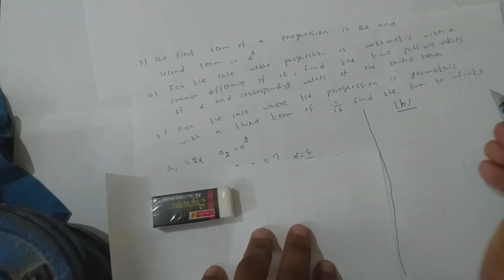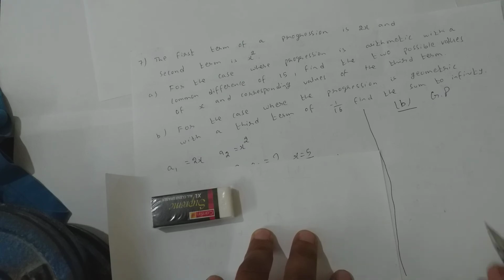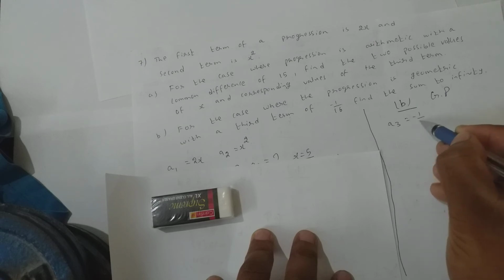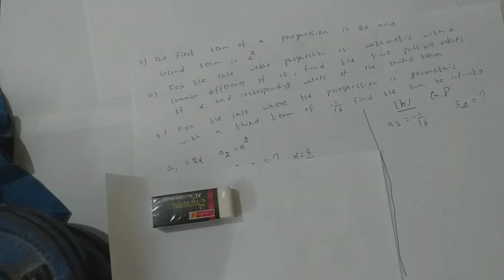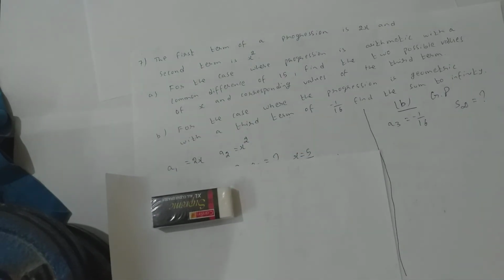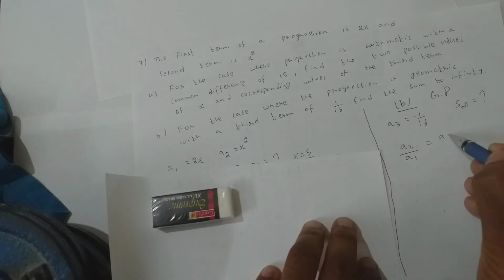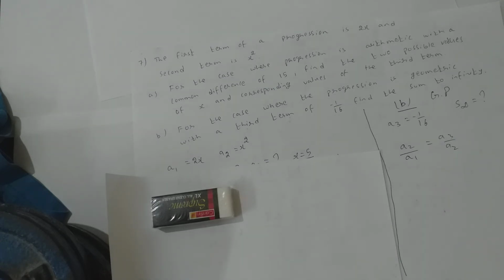Now for the case where the progression is geometric, this time it is a GP with a third term of minus 1 by 16. So A3 equals minus 1 by 16. Find the sum to infinity. The catch here, if you observe the catch, it becomes easy. What is the catch? Whenever A1, A2, A3 are given, take A2 by A1 equal to A3 by A2. This is the catch. If you get this, you get the sum easily.